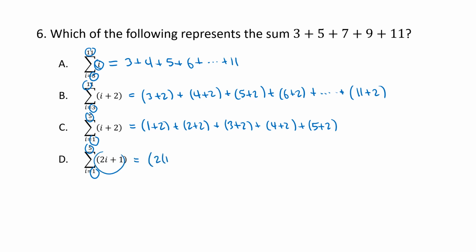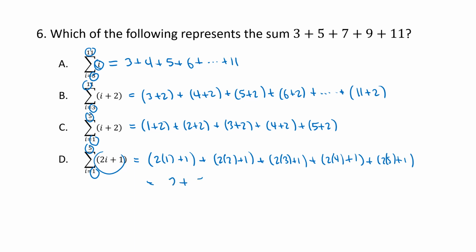This is going to be 2 times 1 plus 1 plus 2 times 2 plus 1 plus 2 times 3 plus 1 plus 2 times 4 plus 1 plus 2 times 5 plus 1. And that is 3 plus 5 plus 7 plus 9 plus 11. So that's what we want.